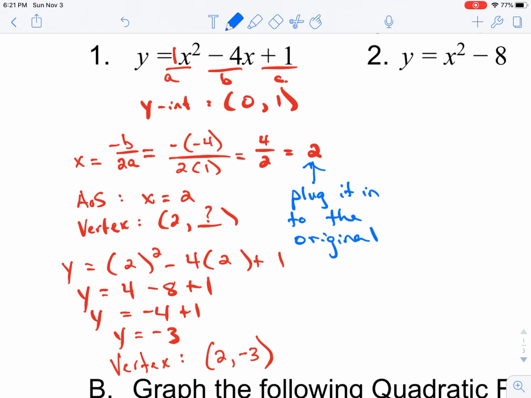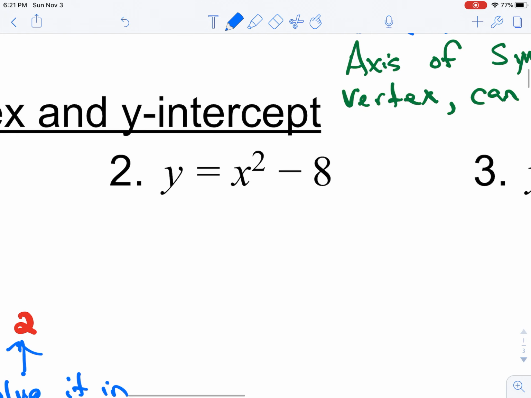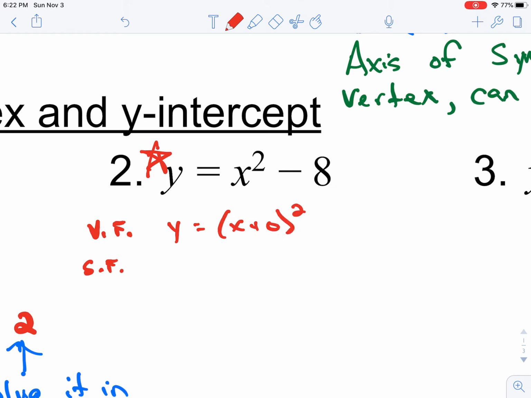As we move on to this next problem, you might notice this example and relate it to something we've already talked about. I'm going to put a little star next to this. This can actually be considered vertex form and standard form. And I want to show you. In vertex form, we could rewrite it to make it look more obvious. This could be x plus 0 squared minus 8 because it's missing the parentheses or the h value. And in standard form, we could write it as y equals x squared plus 0x minus 8. So it's technically an equation that's in both forms.